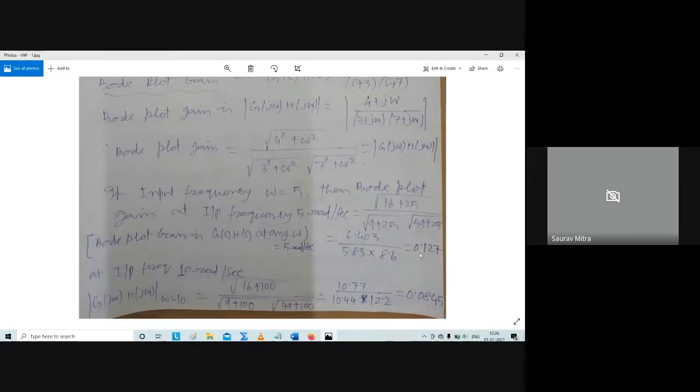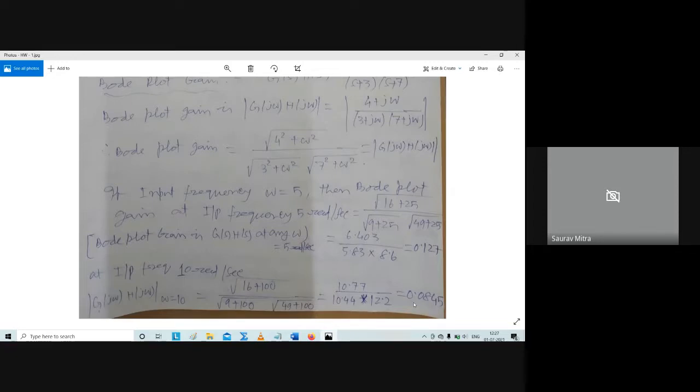If I ask you what its DC gain is, DC gain means substituting omega as 0. In that case, the DC gain will be 4 divided by 3 into 7, that means 4 divided by 21. DC gain means omega is equal to 0, so that is equal to 4 by 21. For omega equal to 5 radian per second, the gain is 0.127. Somebody wants to check omega equal to 10 radian per second. In that case, you substitute omega square as 100, and you find that the system gain reduces to 0.0845.